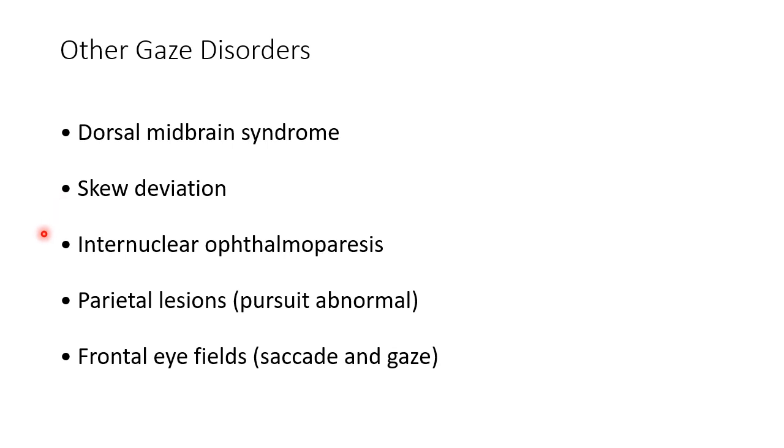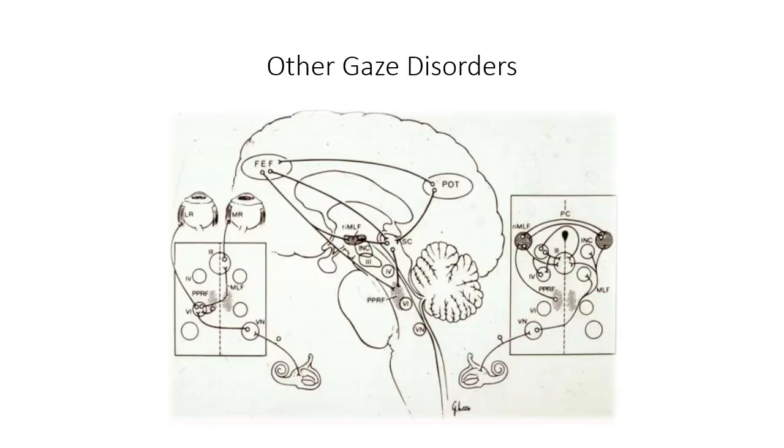Then you can also have an internuclear ophthalmoparesis, as we discussed in great detail. And then parietal lesions, as I discussed, can also cause an ipsilateral pursuit abnormality. And then there's also the frontal eye fields, which can cause a saccadic eye abnormality away from the site of the lesion. So here in this diagram, I think the important thing to get out of this is that here is the location for the frontal eye fields for saccades, the parietal eye fields for pursuit. And here you have the dorsal midbrain for vertical gaze.